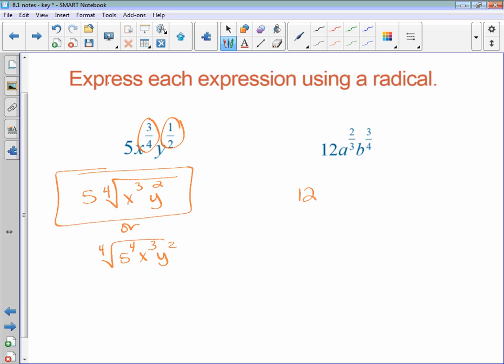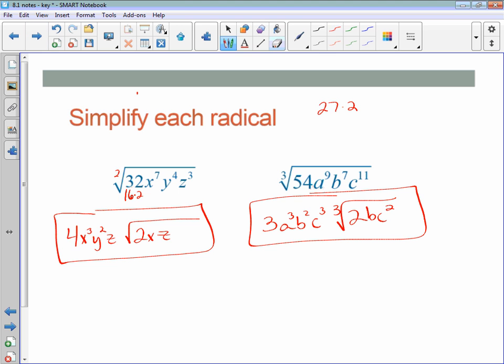Alright guys, did you leave the 12 outside? Okay, and then what root are we looking at? 12, yeah. And so it's going to be a to the 8th, good, and b to the 9th. How do we do on that? Anybody struggling? Please ask if you're not seeing something. Good? Okay. All right. Let's simplify.